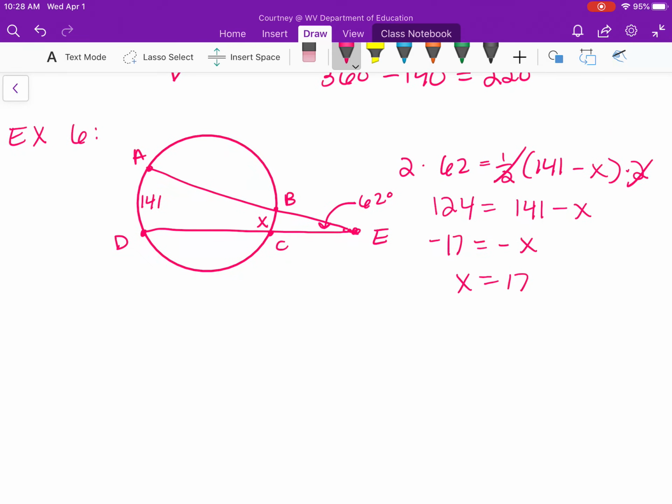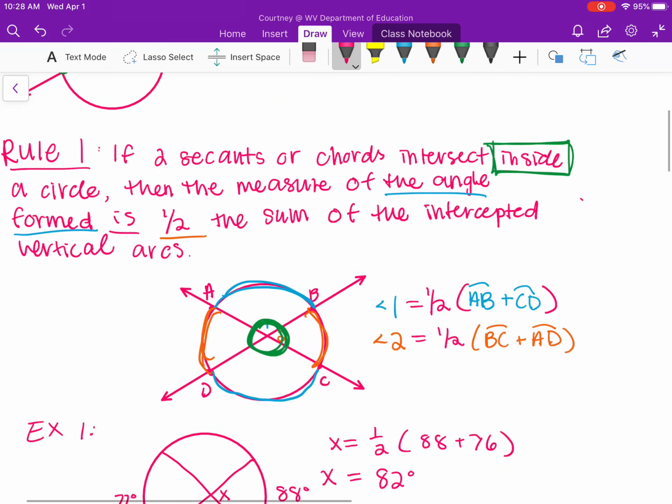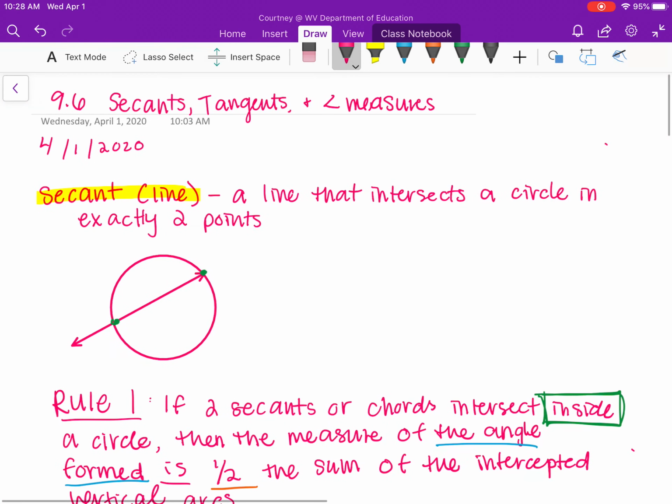Alrighty, so there is the end of our notes. We looked at 3 different rules having to do with secant lines and tangent lines. So you can always do optional practice with this if you want, but I have already posted some practice for tomorrow in the Thursday folder, and it's just 2 skills practice. So take a look at that tomorrow or today, whatever you want.